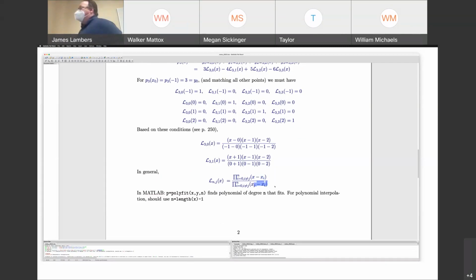A polynomial of degree n is going to have a total of n plus 1 degrees of freedom. Normally we think of those as the n plus 1 coefficients. That means there are all kinds of sets of n plus 1 conditions that you can impose. And that's what was done here to determine the polynomial completely.